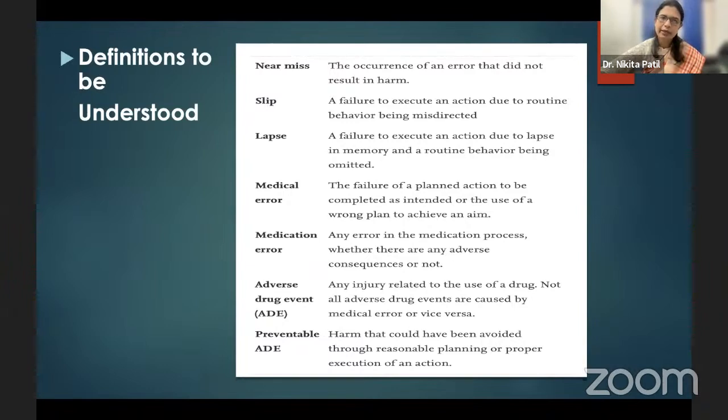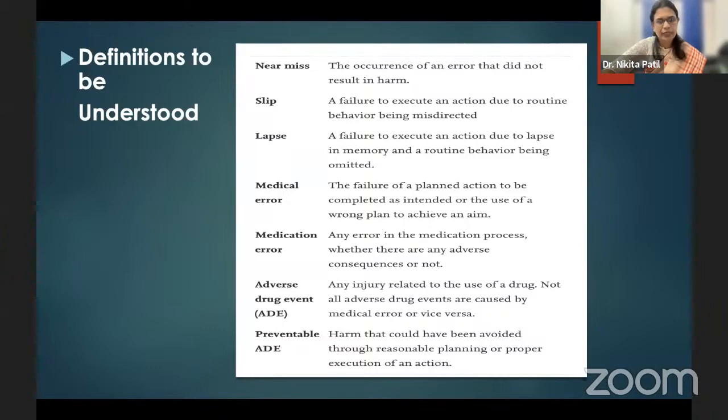Then medical error: the failure of a planned action to be completed as intended, or the use of a wrong plan to achieve an end. This is quite simple. Even not keeping an airway, not planning for a nasal intubation, not talking to the patient, informed consent is again a medical error. The patient should be informed that I am going to give you this block, and after this needle you may feel tingling somewhere, a current will come. So it has to be informed.